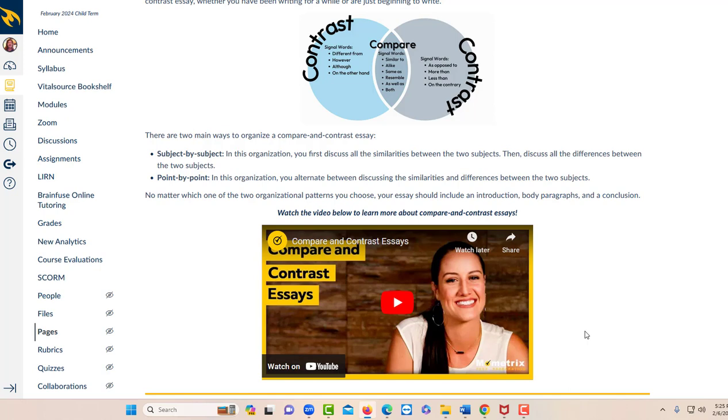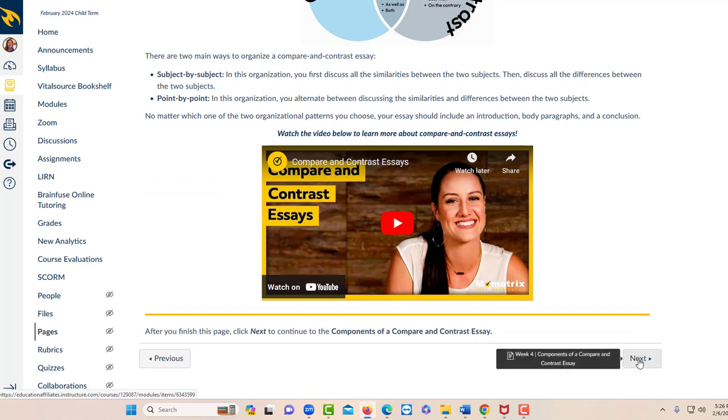There are 2 main ways to organize a comparison-contrast essay. Subject by subject. In this organization, you first discuss all the similarities between the 2 subjects, then discuss all the differences between the 2 subjects. Point by point. In this organization, you alternate between discussing the similarities and differences between the 2 subjects. No matter which one of the 2 organizational patterns you choose, your essay should include an introduction, body paragraphs, and a conclusion.